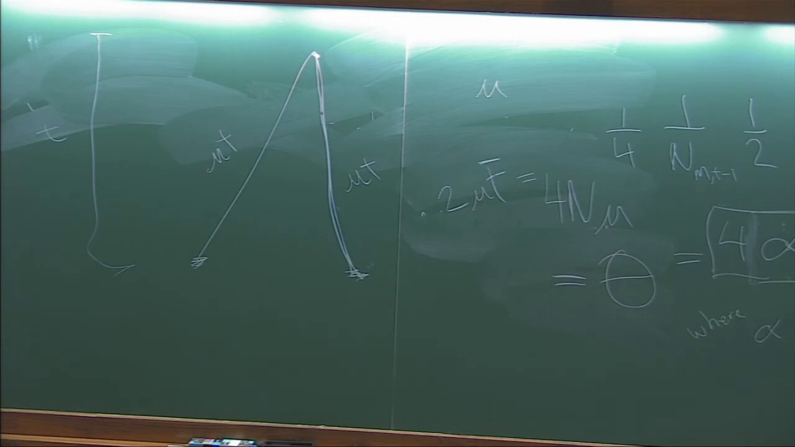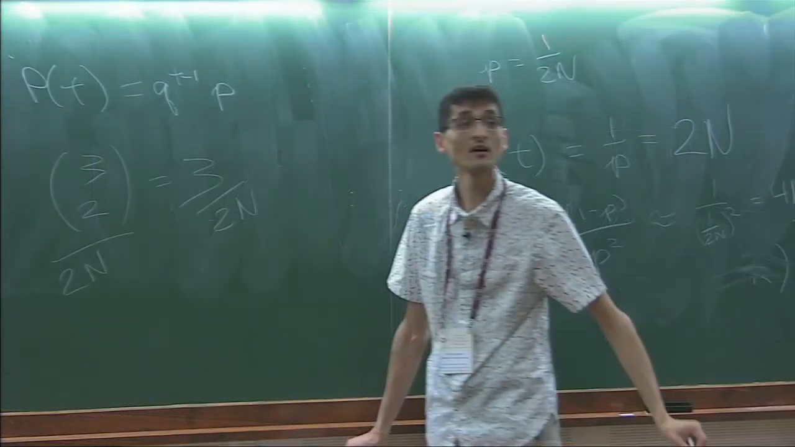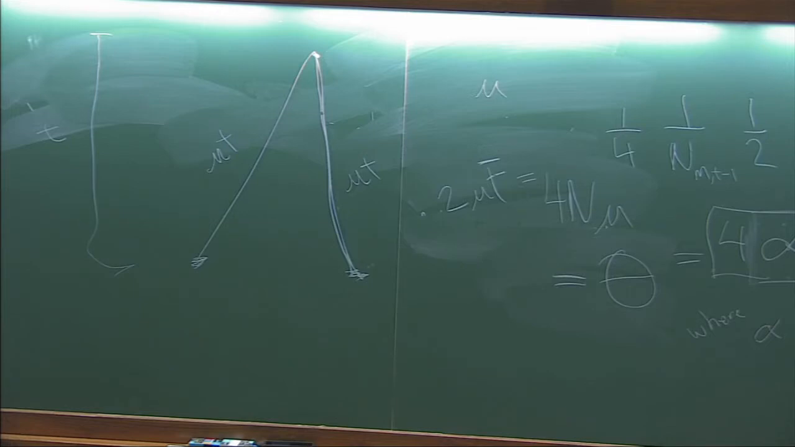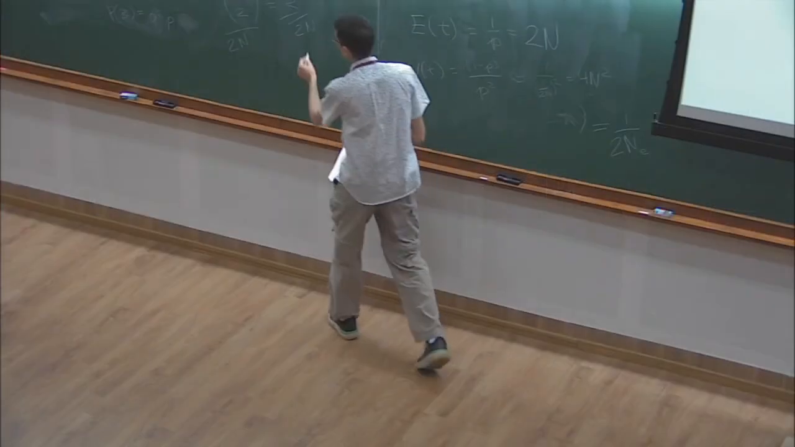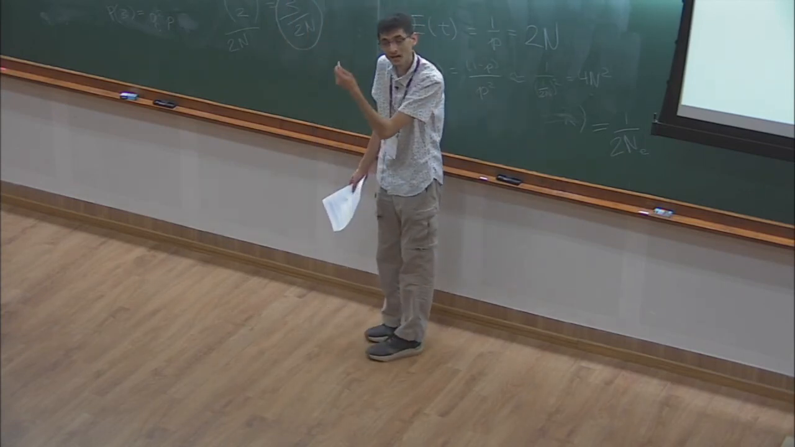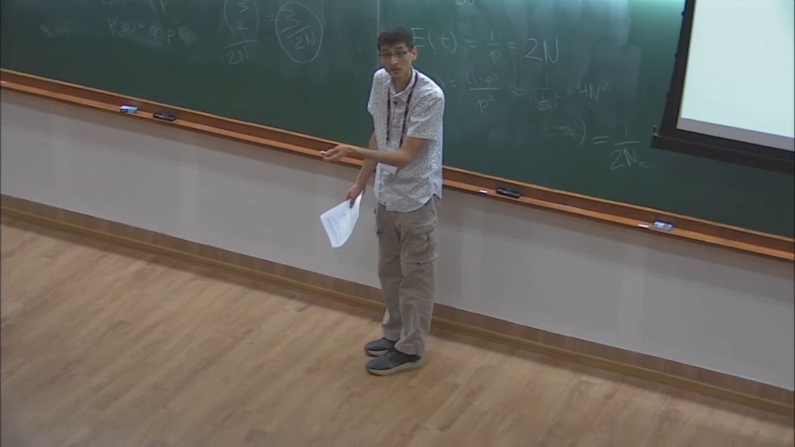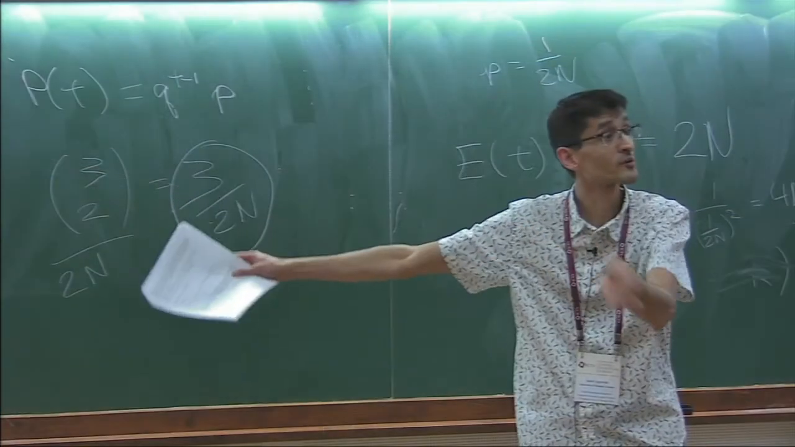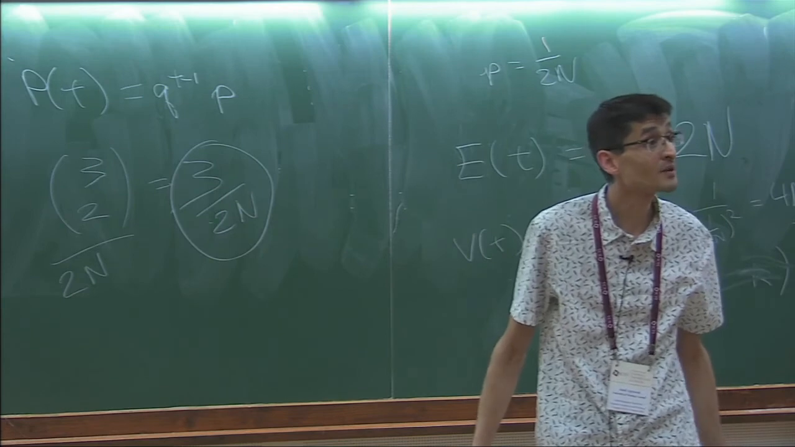So each one of those occurs with chance 1 over 2n. So the total chance of any one of those happening is 3 over 2n. Okay. So we would just repeat this whole exercise. This is the probability of a coalescence occurring. So we could just use the geometric distribution, or the exponential distribution if we want to think in continuous time.